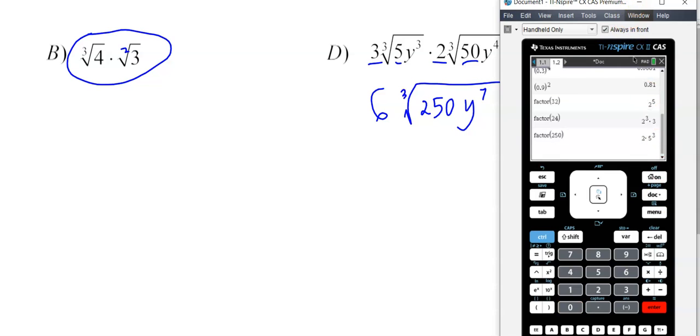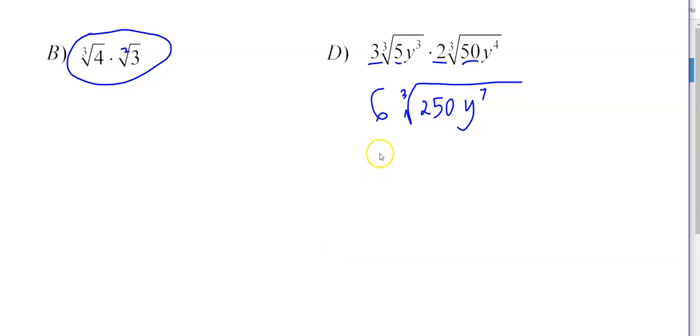2 times 5 to the third. So this is 6. I'm just going to write it like this, times cube root of 2 times cube root of 5 to the third. Again, I really like to use the rational exponents when it's a variable like this, so 7 over 3. It's one way of doing it, so let's see what that equals.